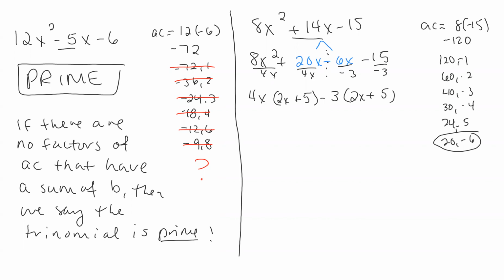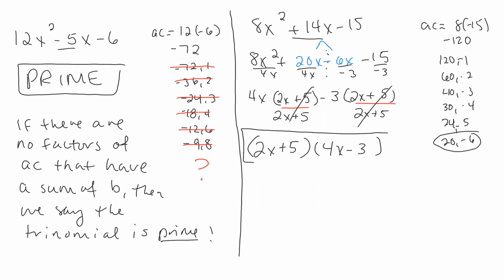All right, now notice the stuff in parentheses matches. So that's my big GCF, 2x plus 5. And then the little GCFs are going to go in the second set of parentheses. So I'm going to get 4x minus 3. But to prove it, we divide both sides by the GCF. And the 2x plus 5s cancel in both cases, leaving me with 4x minus 3. Okay, so that's it for that video.